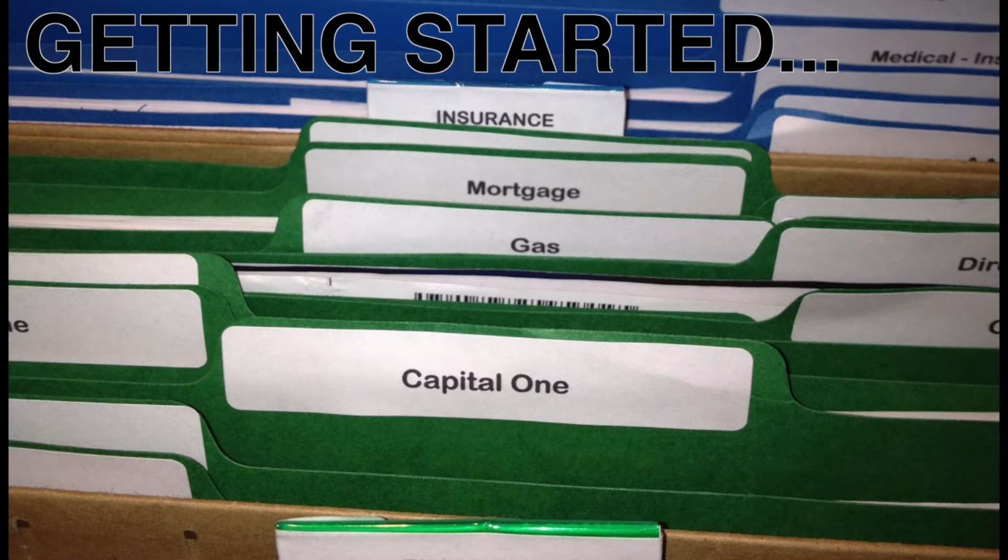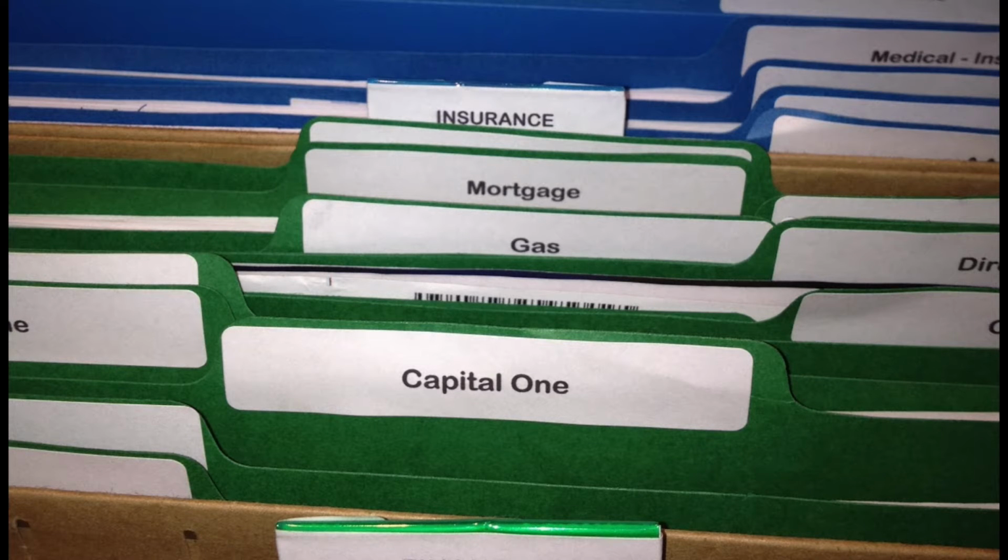So if you want to create a file called Capital One and put your doc in there, that's great. But hey, now you can add the phone number, the account number, the username, password, notes, conversations, anything you want, when you want, and how you want.